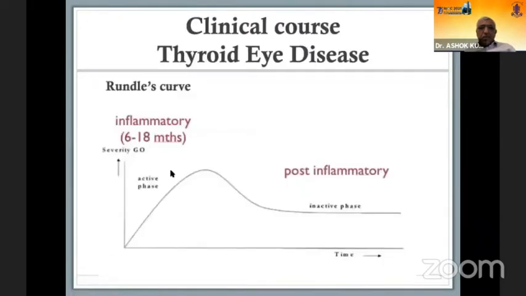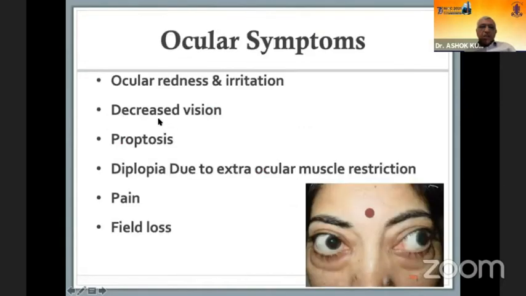The clinical course is an active inflammatory phase which may last anywhere from 6 months to 18 months, followed by a decreasing activity and an inactive phase. And this is higher than the baseline, which means it leaves behind some effect. And the effect of all interventions is to try and bring this closer to the baseline. And this is the classical Rundle's curve.